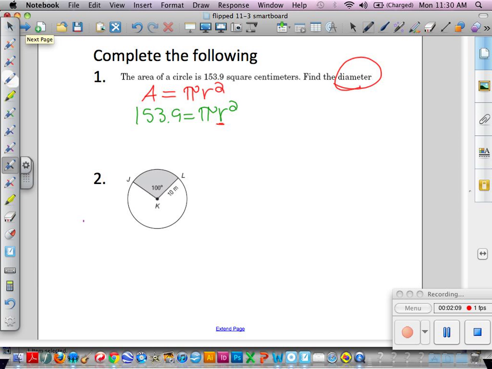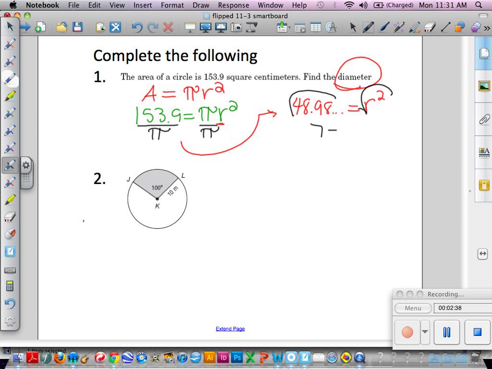So at this point, my goal is to get r alone. So I'm going to divide by the pi. Go ahead and divide that out. Now, when I do that, we're out of room, I get about 48.98, and it keeps going on my calculator. I'm going to write that down so Mrs Hefty can see what I'm doing, and that is my r squared. At this point now, I need to go ahead and square root. When I square root it, I get the radius to be 7. Remember, they asked me to find the diameter. So the diameter ends up being 14 centimeters.